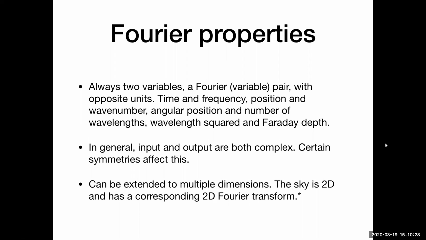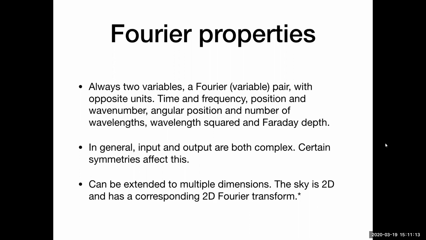So, a couple of key properties of Fourier transforms. There are always 2 variables as a pair with opposite units, because they appear in the Fourier kernel, e to the i omega t. Your omega and t variables always have to have opposite units in order to cancel out. There are a lot of different pairs that can come up in different environments. Time and frequency is the classic one everyone talks about in the textbooks. Position and wave number comes up in optics a fair bit. Angular position and number of wavelengths is the key pair for interferometry, which is a bit weird because they're both dimensionless. And for the polarization fans, there's wavelength squared and Faraday depth.